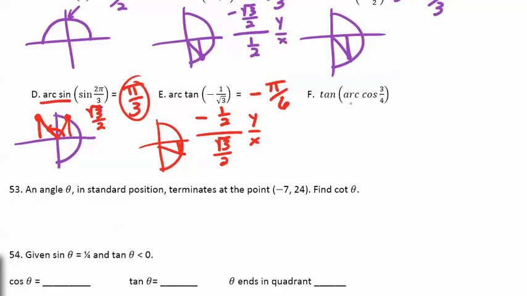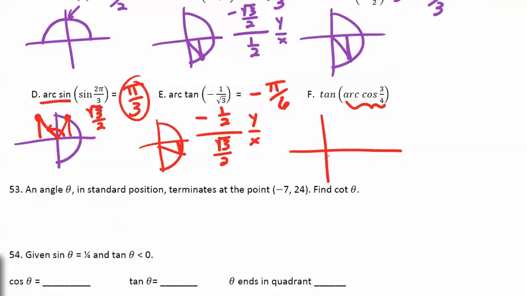Okay, here we've got a trick. Arc cosine of 3/4. So this is not a 30-60 or a 45-45, but we do recognize it as a 3-4-5 triangle. So we leave the unit circle and we go to SOHCAHTOA. We want to draw an angle that has a cosine of 3 over 4.